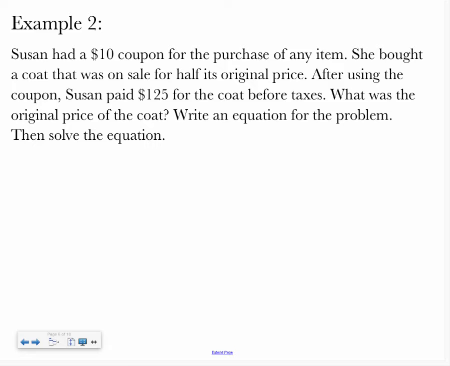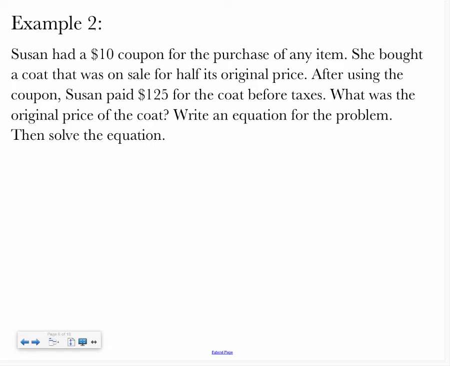We have Susan had a $10 coupon for the purchase of any item. She bought a coat that was on sale for half its original price. After using the coupon, Susan paid $125 for the coat before taxes. What was the original price of the coat? Write an equation for the problem, then solve the equation.